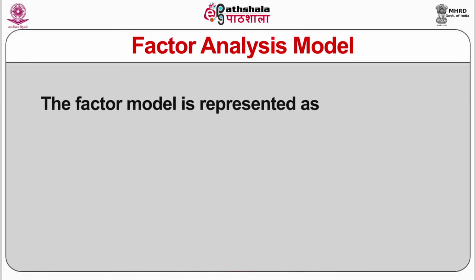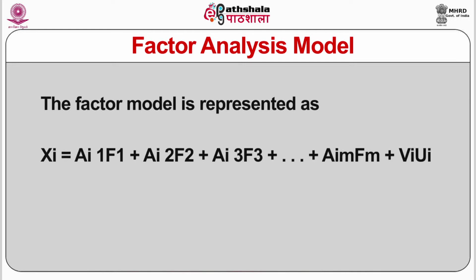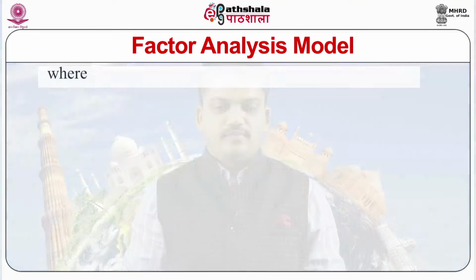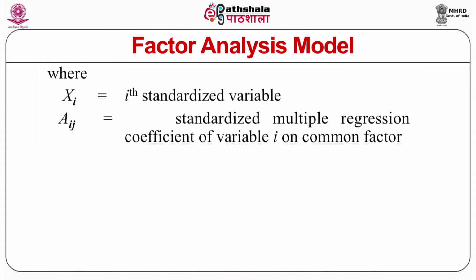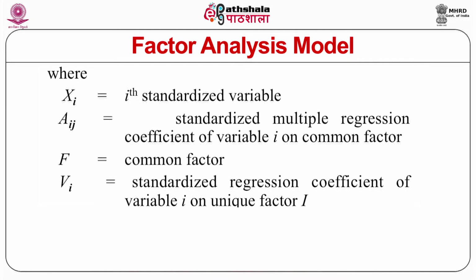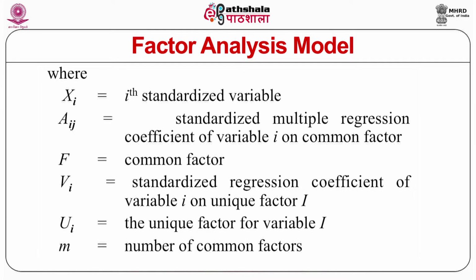The factor model is represented as xi equals ai1 f1 plus ai2 f2 plus ai3 f3 plus up to aim fm plus vi ui, where xi stands for the ith standardized variable, aij is the standardized multiple regression coefficient of variable i on common factor j, f stands for common factor, vi stands for the standardized regression coefficient of variable i on unique factor, ui is the unique factor for variable i, and m is the number of common factors.